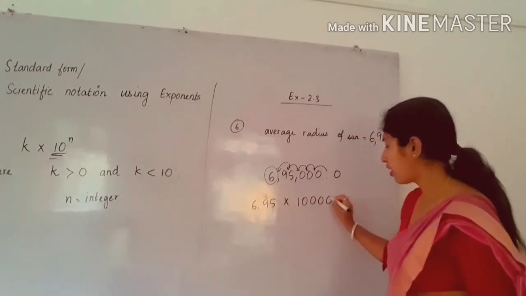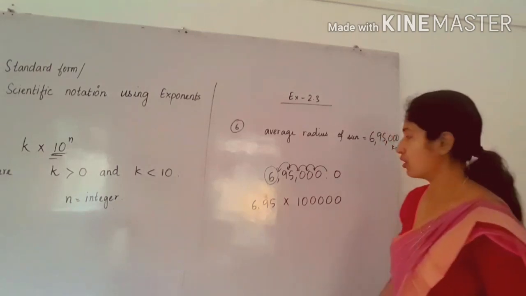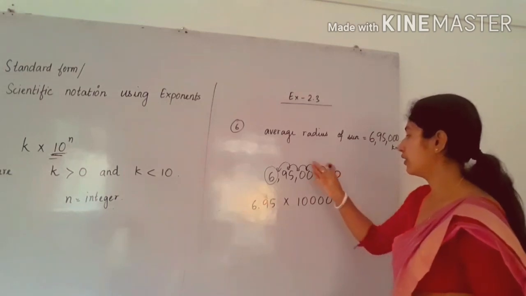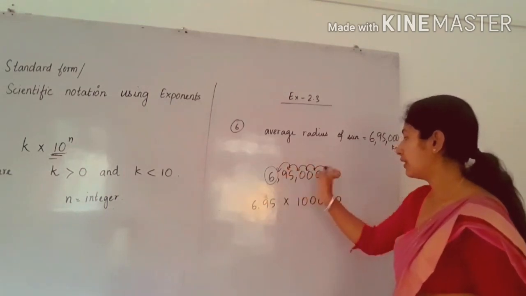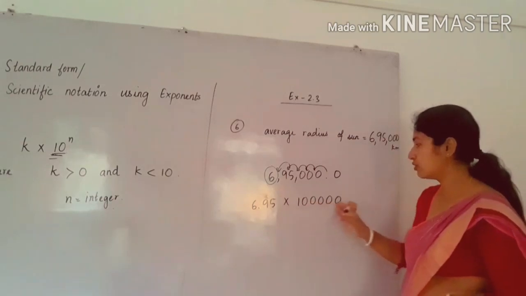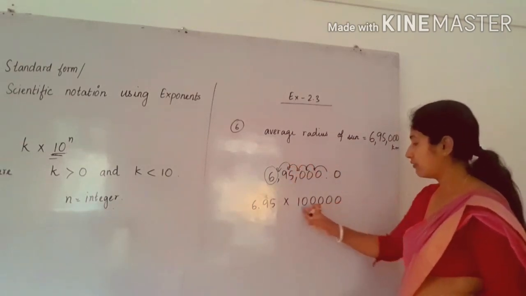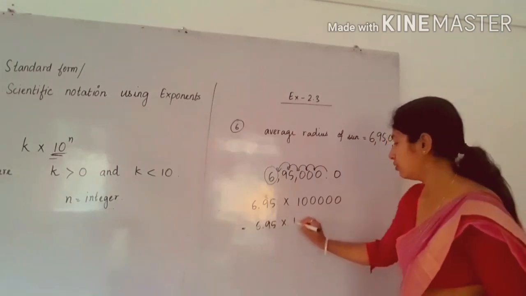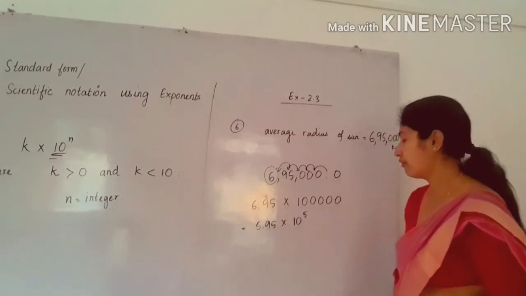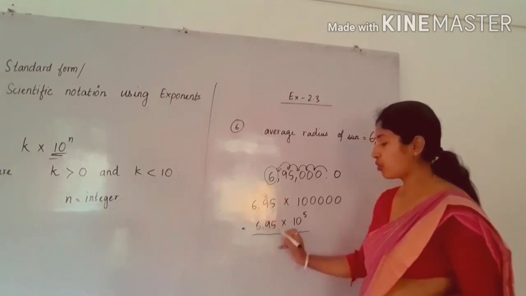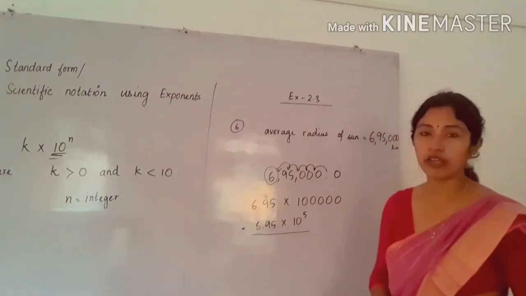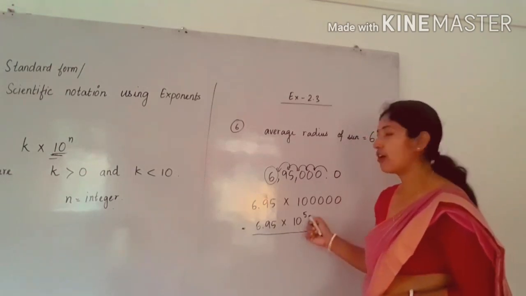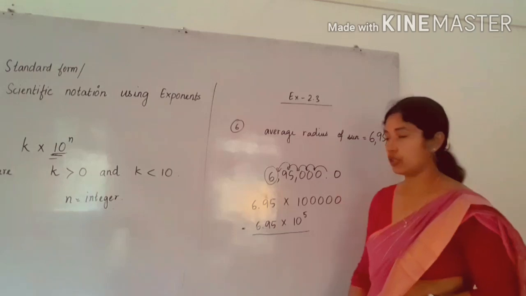After 1, how many zeros do you have to place? Yes, 5 zeros. The number of places you shift the decimal point, you have to count that number and place as many zeros after 1. So this will be 6.95 into 10 to the power 5. Again you can check: this 6.95 is approximately equal to 7, and it comes between 0 and 10, and 10 to the power 5, here the power is an integer.